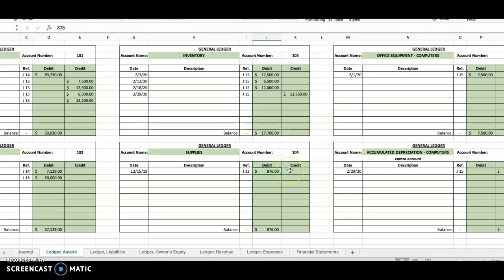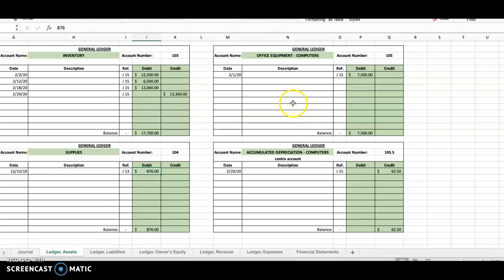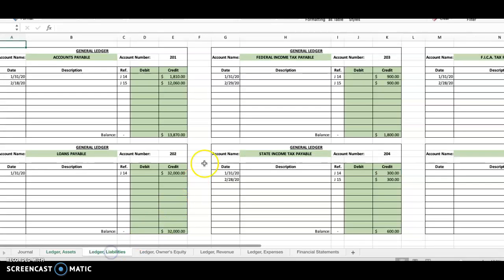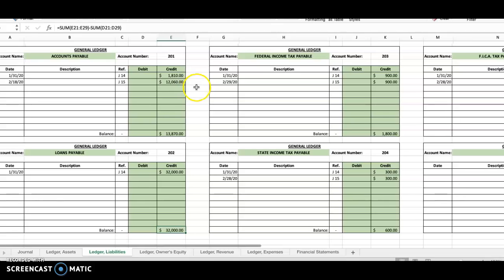Supplies, we had supplies left over from last month. We made some purchases, apparently. We didn't do anything else with supplies. That balance remains. And office equipment, our computers, $7,500 purchased at the beginning of February. And then the accumulated monthly depreciation in our contra account is a credit of $62.50. Liabilities, we have accounts payable, a credit, we owe money. We apparently have a loan that we haven't paid on yet. We owe money for a loan.